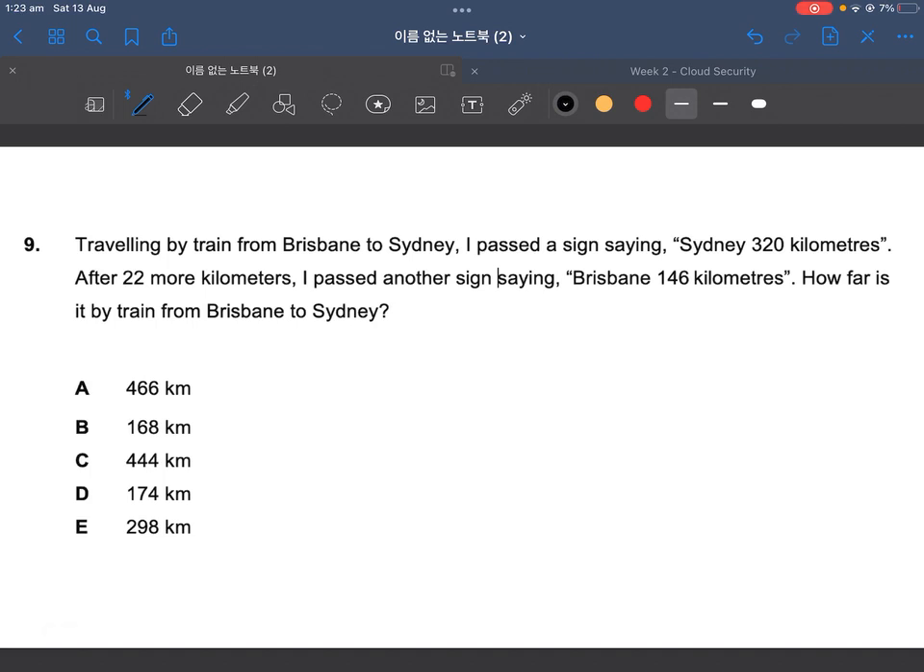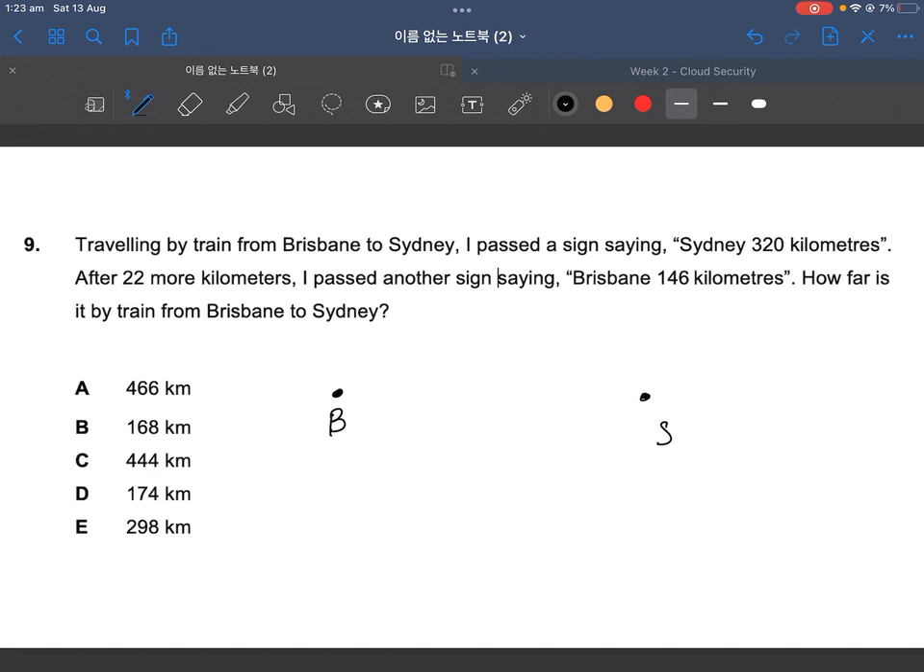All right, question number 9. Traveling by train from Brisbane to Sydney, I passed a sign saying Sydney 320 kilometers. Okay. After 22 more kilometers, I passed another sign saying Brisbane 146 kilometers. How far is it by train from Brisbane to Sydney? Okay, so let's draw the situation up. We're at Brisbane, and then we have Sydney over here. On the way from Brisbane to Sydney, I find a sign saying 320 kilometers.